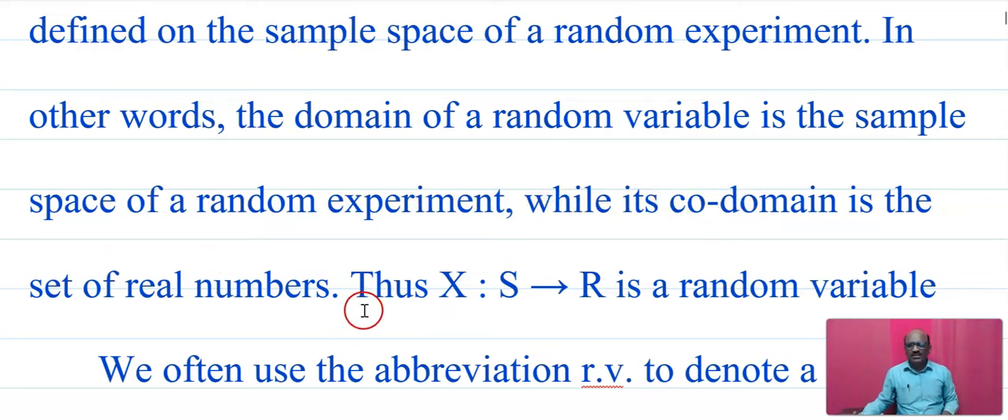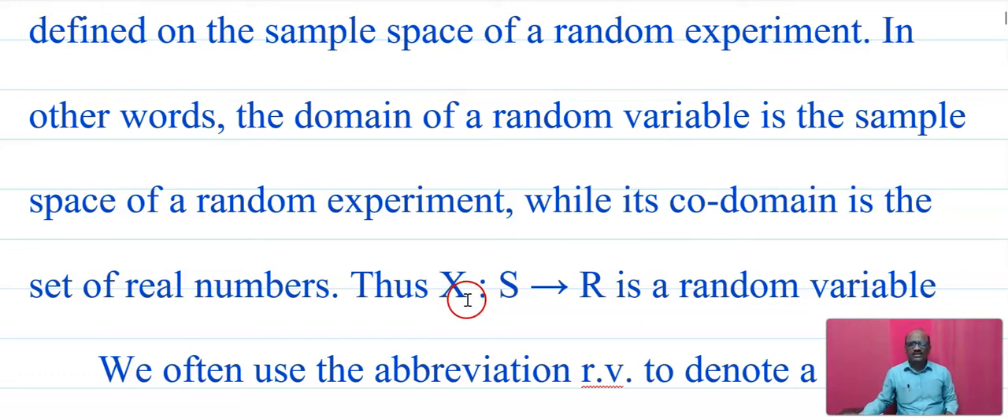The codomain is a set of real numbers. Now see this here. The domain, this is S. Okay, this is the domain. It's a sample space. And what about its codomain? Codomain is a set of real numbers. And what is that X? X is a random variable. We will define it. It has different definitions.